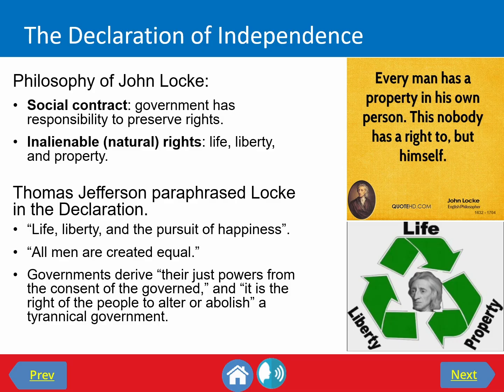But the ideas of life, liberty, and the pursuit of happiness, the idea that all men are created equal, in other words, born into a perfect state of nature, are taken directly from the writings of Locke, and the ideals that governments derive their just powers from the consent of the governed, and it is the right of the people to alter or abolish a tyrannical government, are heavily influenced both by Locke and Rousseau.